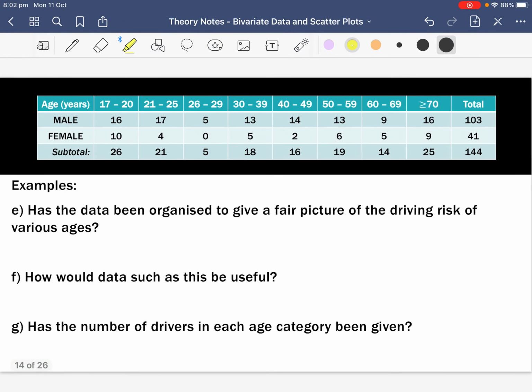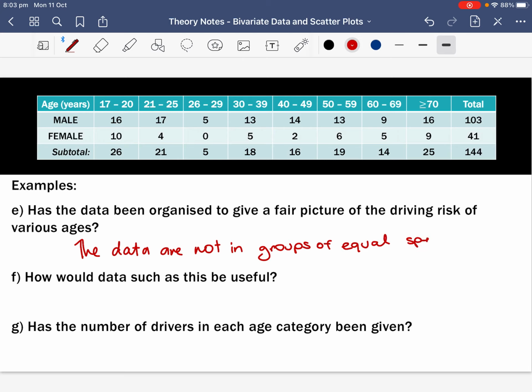So then part E says, has the data been organised to give a fair picture of the driving risk of various ages? So the data is distorted because we do not have equal spreads. So what I was saying before is that our 17 to 20 is only 4 years, our 21 to 25 is 5, but our greater than 70 is more than 10 years. So the data are not in groups of equal spread. So therefore it's not a fair picture.